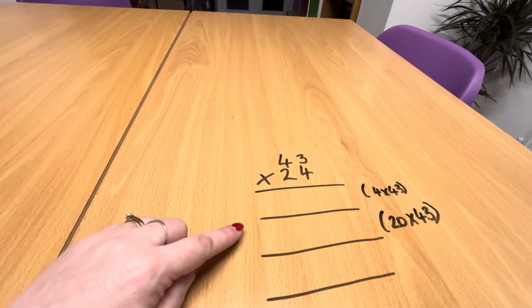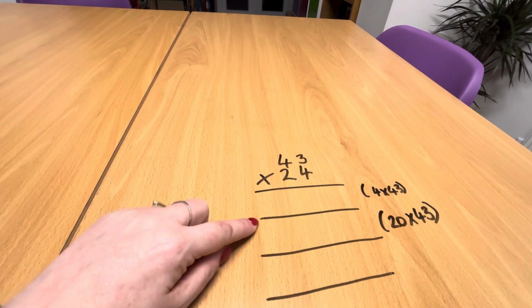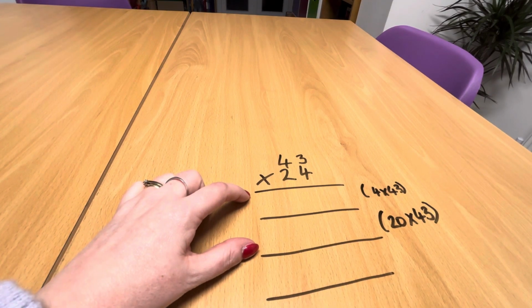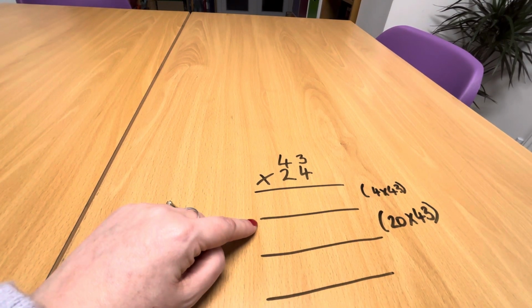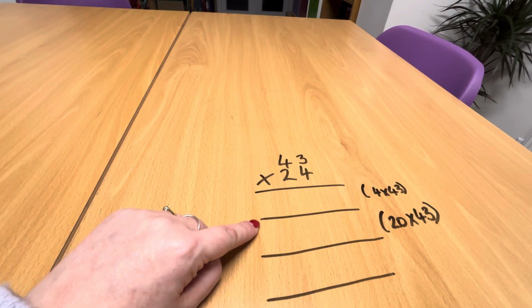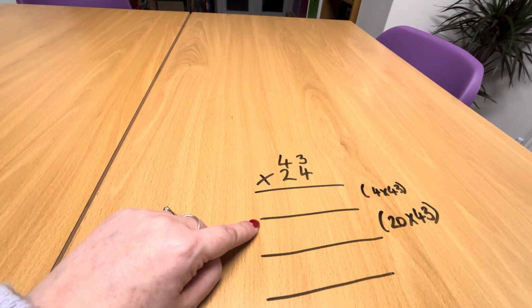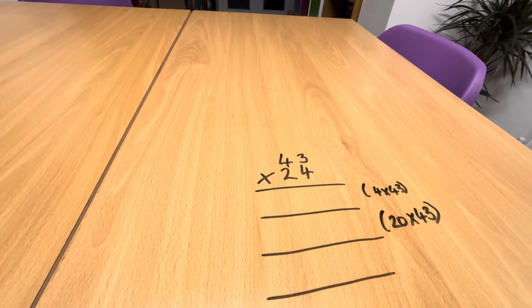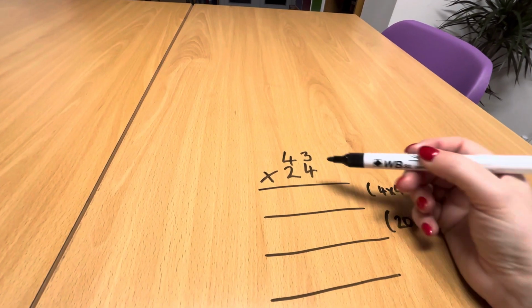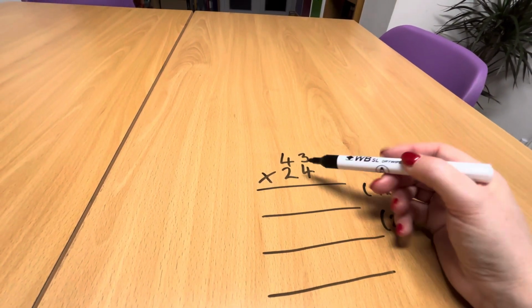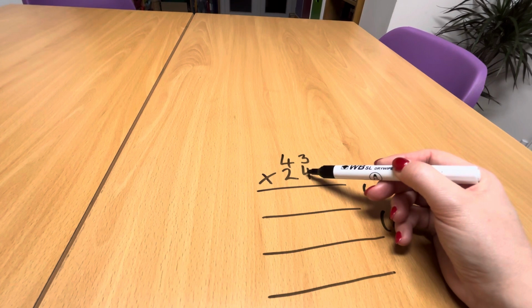Now, I've put an additional line in here. Quite often you'll see it with a massive gap here, but no additional line. That just makes things a little bit easier and clearer so that people know where to put the exchange, okay, as you'll see. So let's go for it then. We're going to ignore the 2 for a minute and we're just focusing on the 43 times 4.